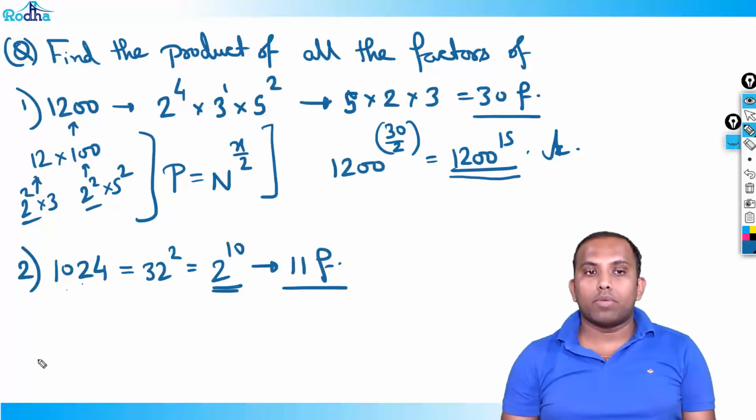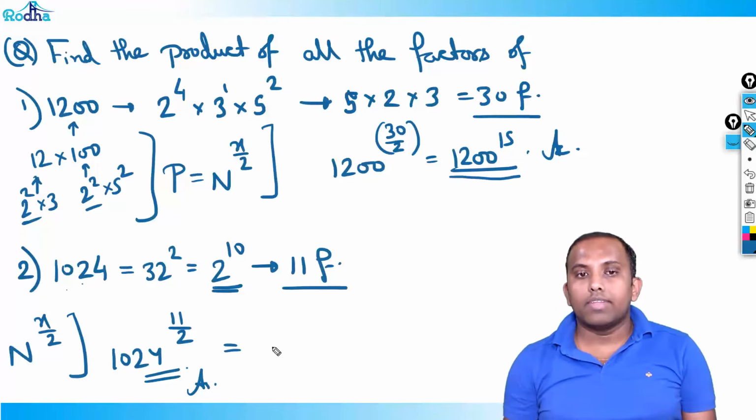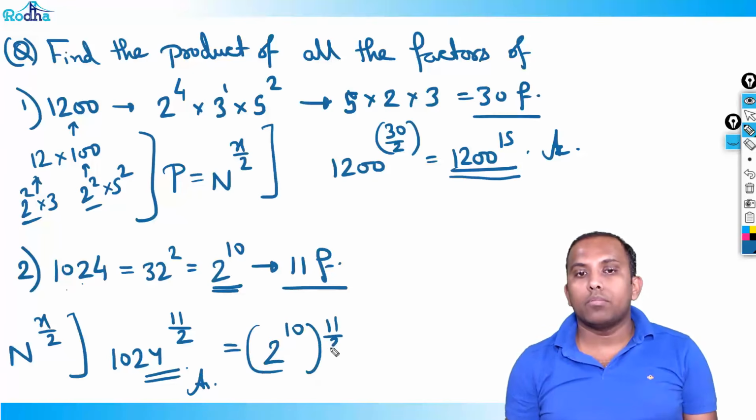What is the answer? The answer is again N raised to x by 2. This is for both cases. So for 1024, it is raised to 11 by 2. This is your answer, and you can solve it further. It is nothing but 2 raised to 10 into 11 by 2, which is nothing but 2 raised to 55.